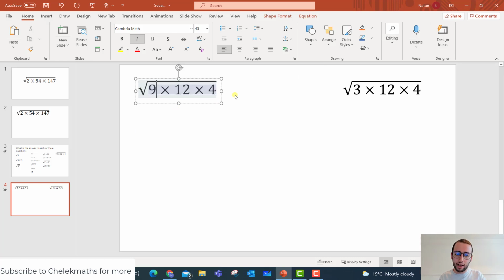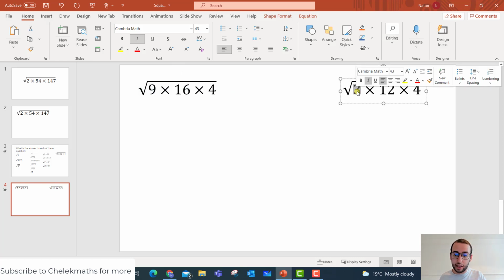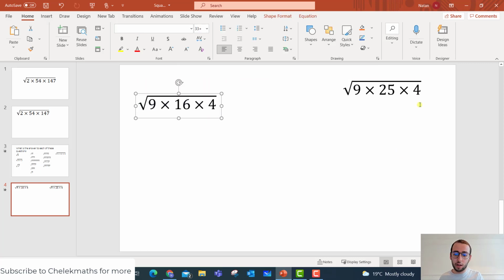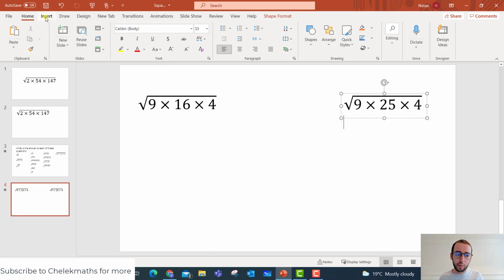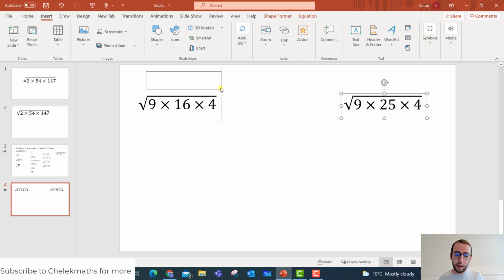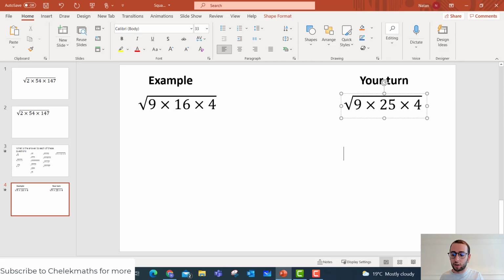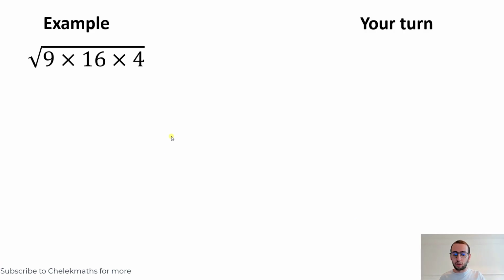So let's do 9 times 16 times 4. They're all square numbers, so that does make it easier. And then we can similarly do 9 times 25 times 4. So they're 2 simple ones. So how it works is, teacher goes through this one. I could just copy and paste this straight from variation 2, but whatever. So this would be example, and this would be your turn. And you can see they're very, very similar. So the kids will see us do the one on the left, and then we'll do the one on the right.